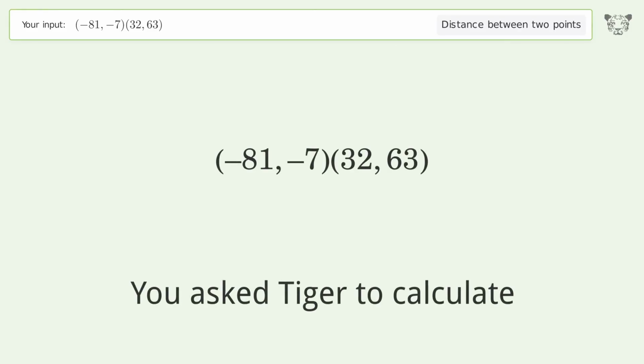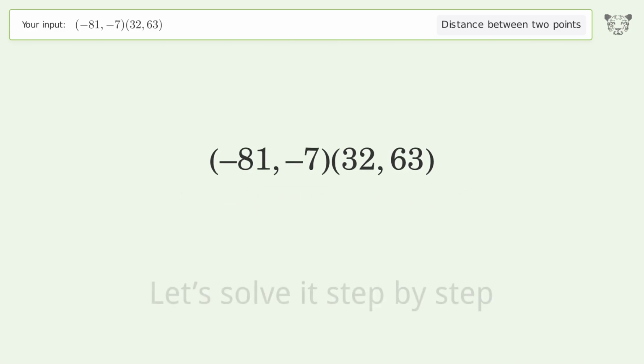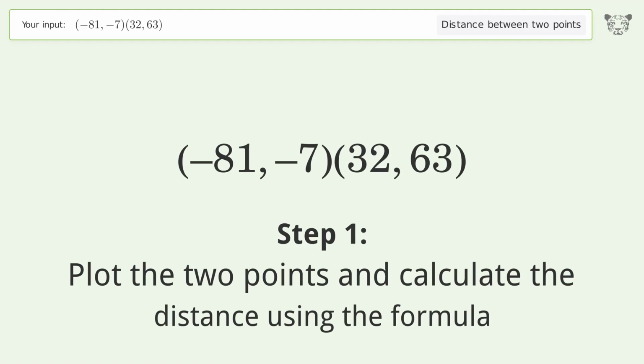You ask Tiger to calculate. This deals with the distance between 2 points. The distance between the 2 points is the square root of 17,669 or 132.925. Let's solve it step by step. Plot the 2 points and calculate the distance using the formula.